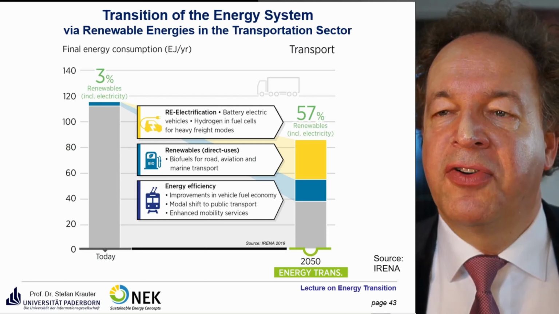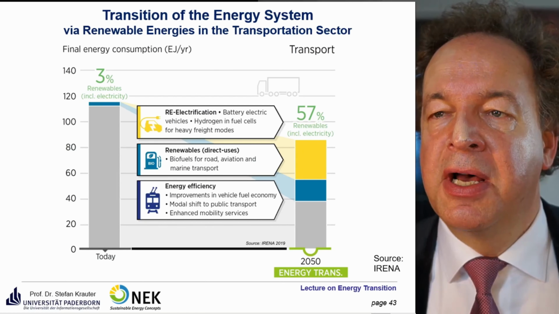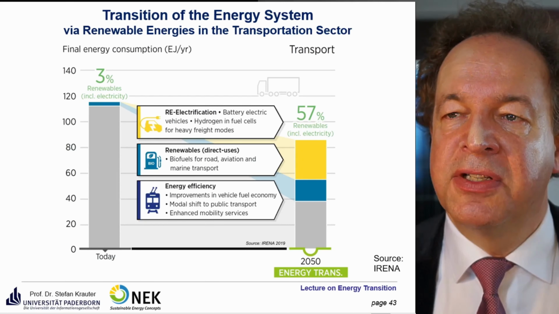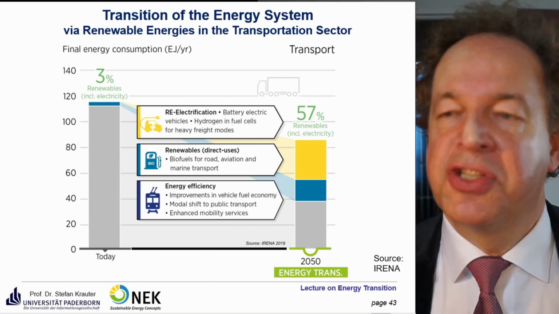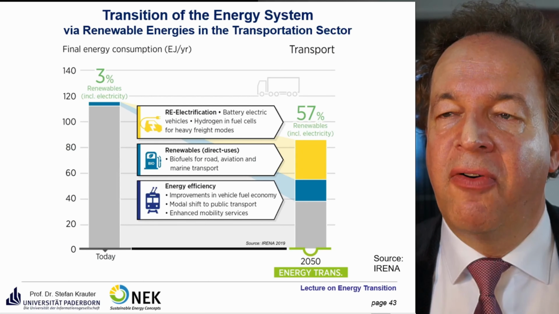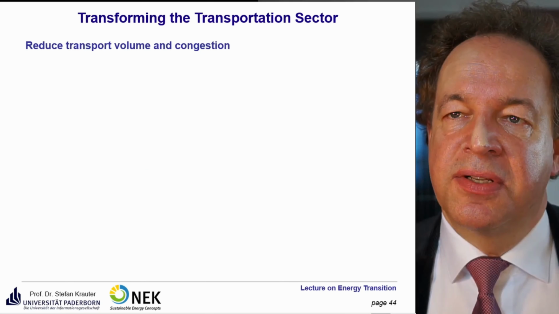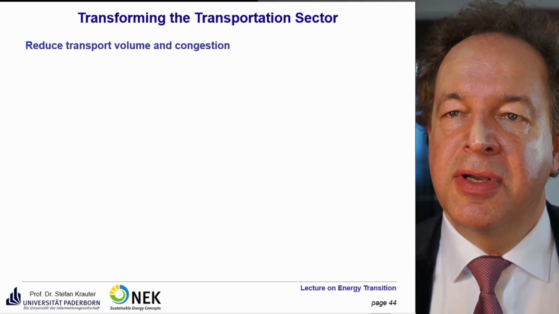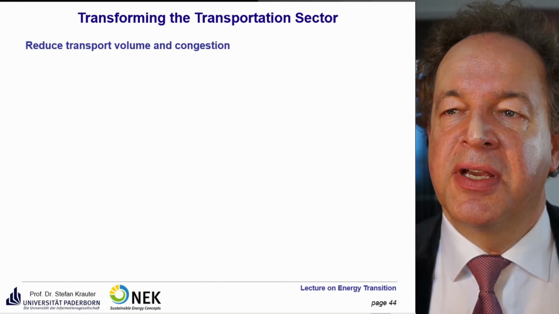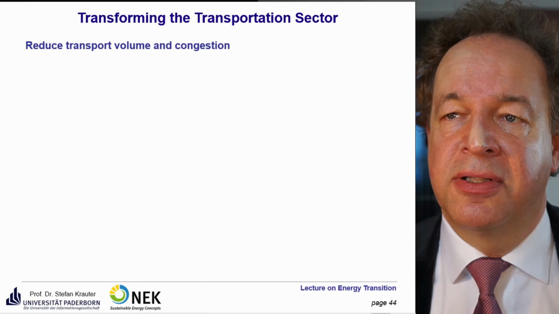You have usually an efficiency of battery plus electrical engine in the vicinity of 80%, while for a fossil fuel car, it's in the vicinity of about 30%. So you have an immediate significant efficiency increase just by switching from fossil fuels to battery cars. Other issue is to reduce transport volume and congestion. Sometimes there's a lot of unnecessary transport taking place. Sometimes to transport something is cheaper than to store it, which is from the environmental view rather disastrous.